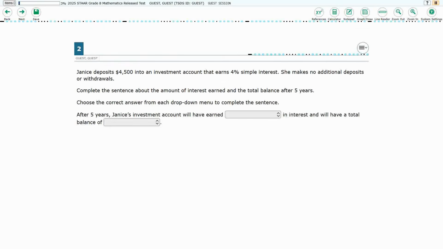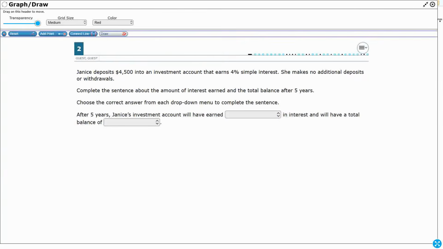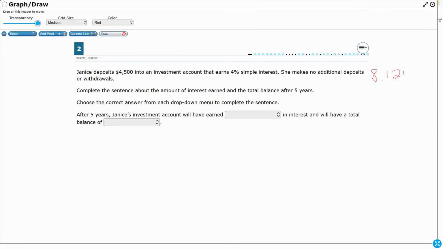For our second problem, we are looking at calculating interest. This is 8.12d. Sometimes we need to work with simple interest, sometimes compound interest, sometimes both. In this case, it looks like we're dealing with just simple interest. All right, so we have $4,500 in an investment account, 4% interest for 5 years. We need to complete this sentence.